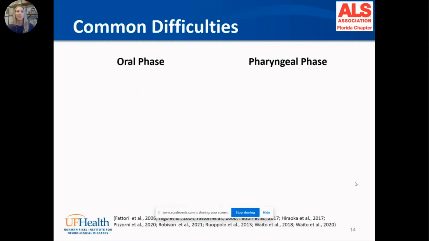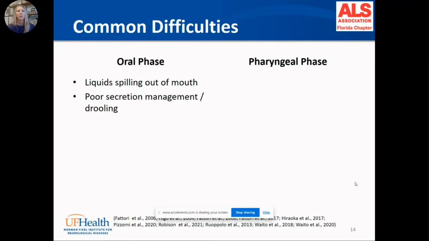So let's discuss some common difficulties. We're going to start with the oral phase. Liquid spilling out of the mouth can happen from weak lip closure, poor secretion management or drooling, fatigue with or difficulty chewing, nasal regurgitation, so that soft palate isn't elevating like it should and material is going up into the nasal cavity.